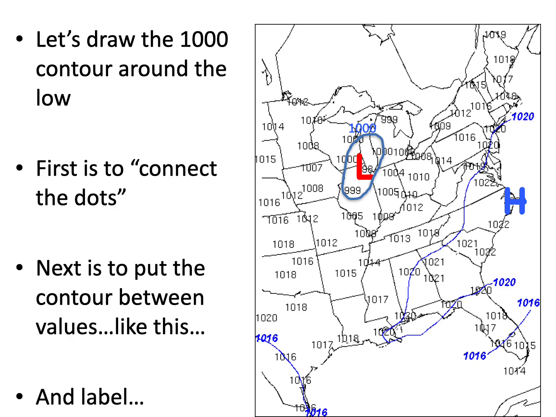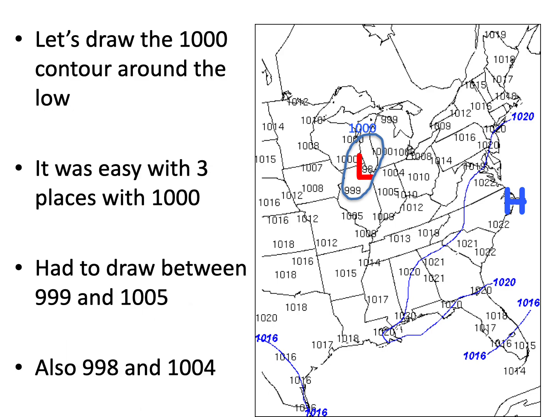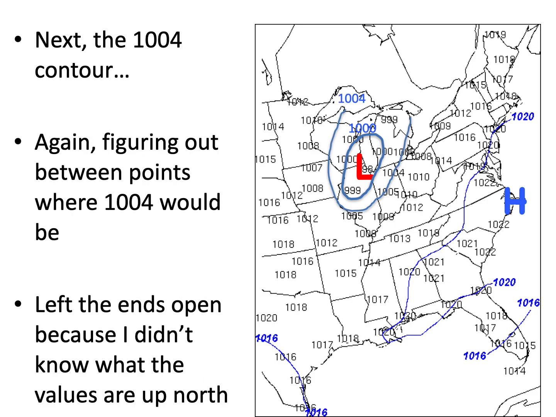So the next one would be 1,004. And that one, again, goes out. I'm interpolating in between. Kind of tough here, interpolating between 1,000 and 1,016 up here at Duluth, Minnesota. So you're just kind of estimating where you think that 1,004 might be. Don't forget to label your lines so that you can see what they are. And so then we're just going to keep going.